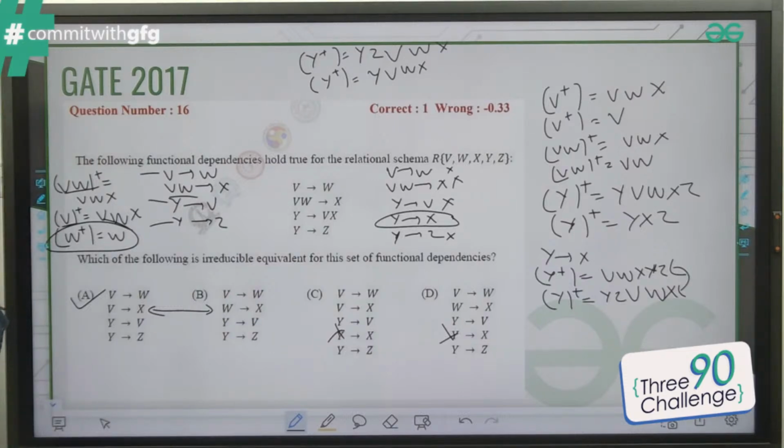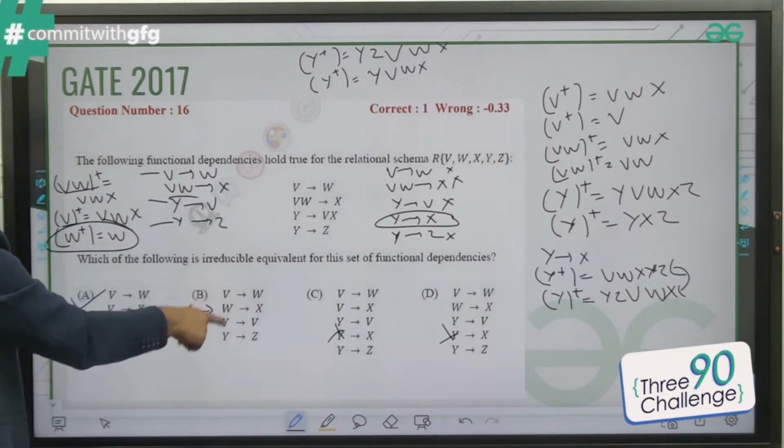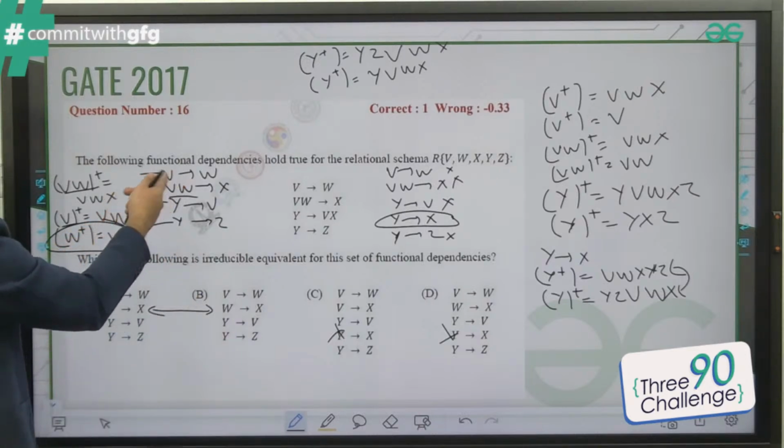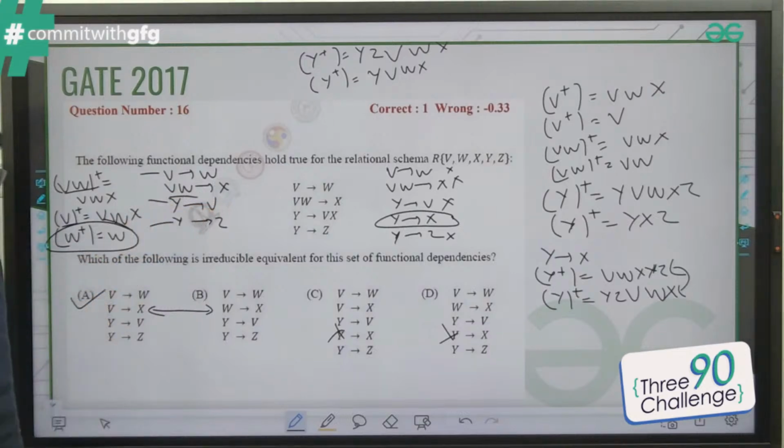Just a second, I am getting something wrong. VW plus is VWX, because here V plus will give me VWX both, here also V plus will give me VWX both. Your W plus should be equal to what? If you find W plus, it is only W, right? But if you get VW, it is VWX, so W must be redundant, right?